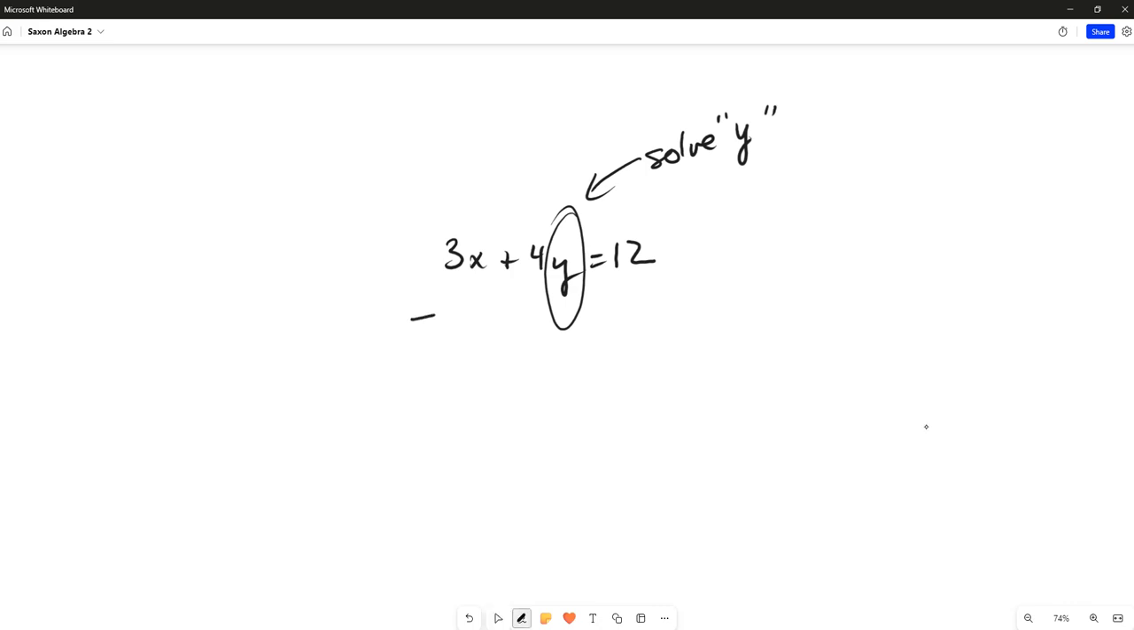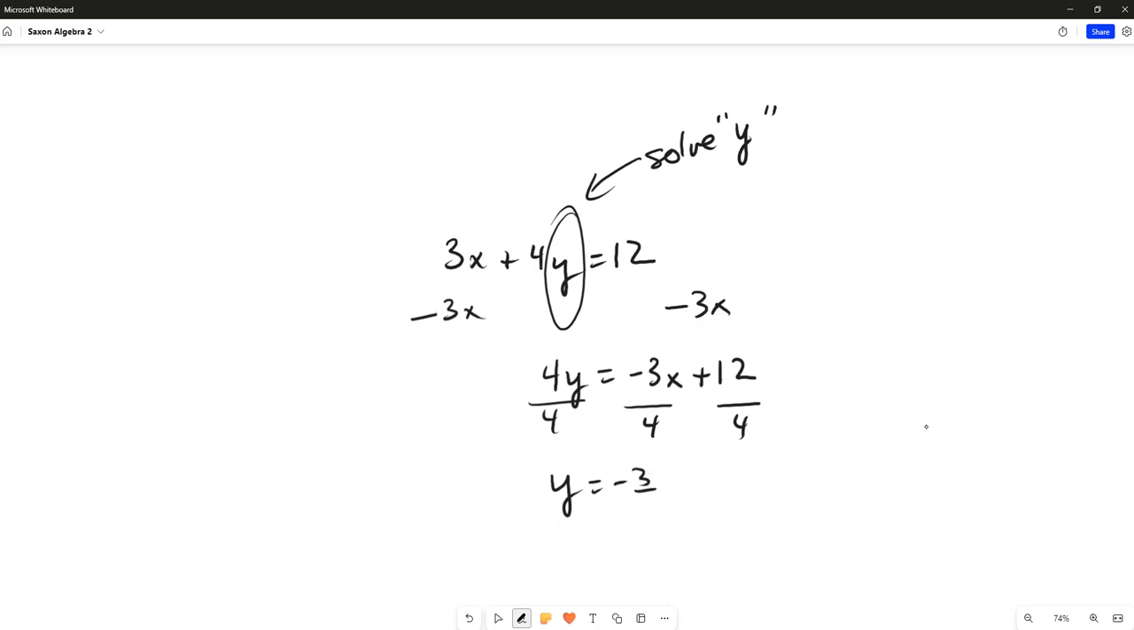All right, I'm solving this for y, so I'm going to subtract 3x from both sides. That leaves me with 4y equals, and I'm going to put that negative 3x first because that's in slope-intercept form. I'm going to divide each side by 4, and y is going to equal negative 3/4 x plus 3.